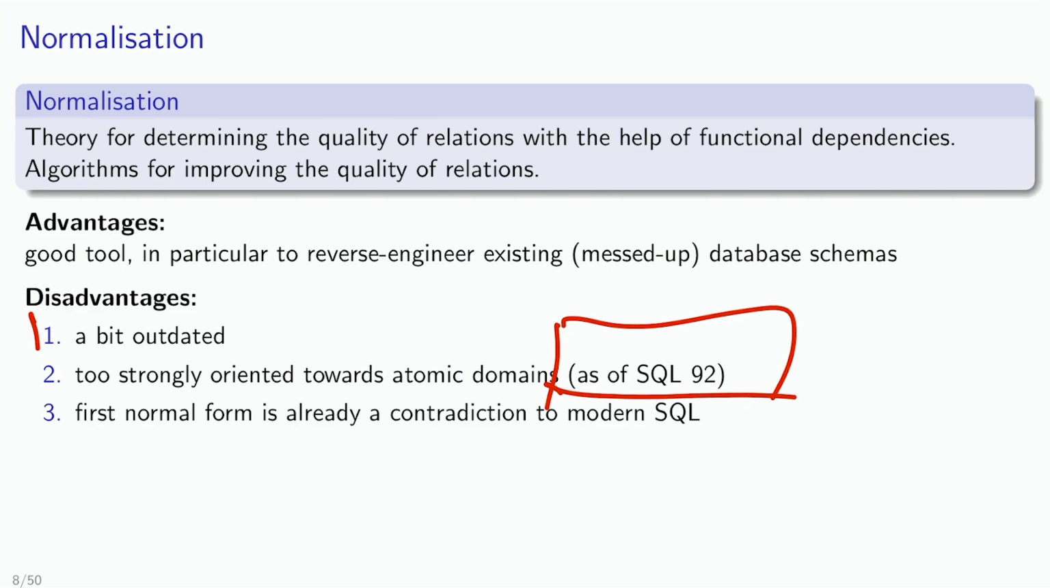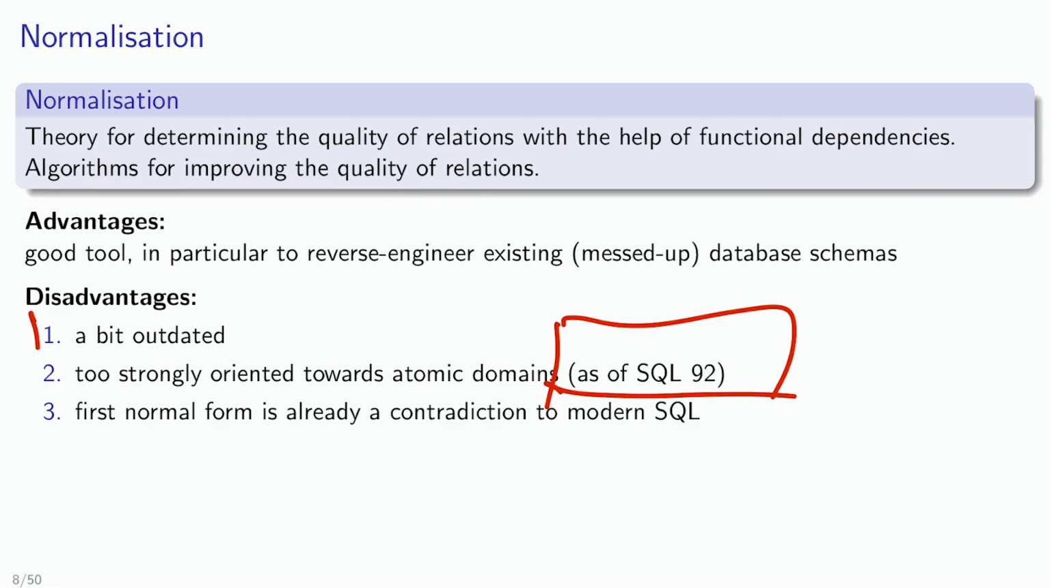This is hopelessly outdated because it was superseded with SQL 99 already, 25 years ago. So what's the point of forcing it into first normal form if reality has advanced so much beyond that? It's a contradiction. First normal form is already a contradiction to modern SQL. So what's the point of teaching normalization? Still, for certain scenarios it might be a useful tool, but I don't think it belongs in an undergrad lecture.